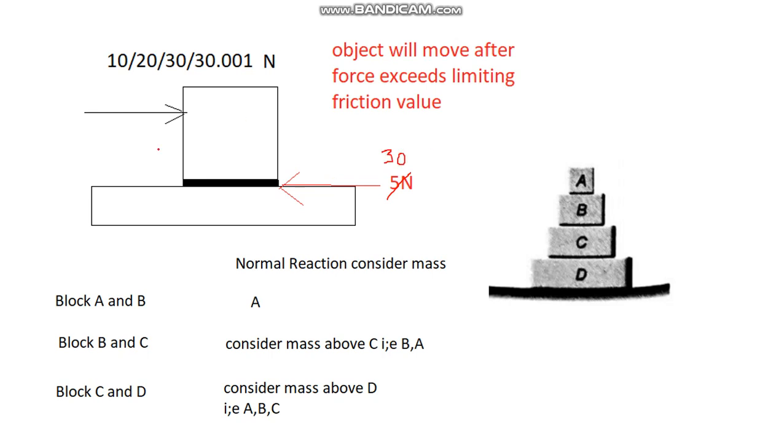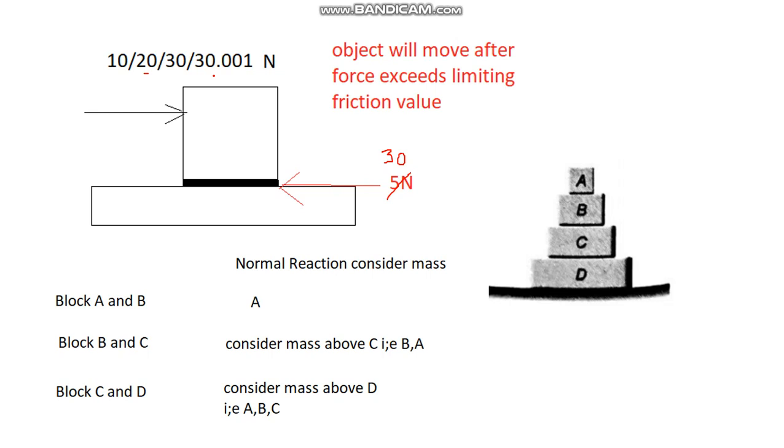See, imagine there is a block and you apply 10 Newton force. The block doesn't move, so the friction value will adjust to 10. Then you apply 20 Newton force. The friction in the opposite direction will adjust to 20. Then you increase the force to 30. Even then the block is not moving. Then you slightly give even more force, 30.001. The block started to move.